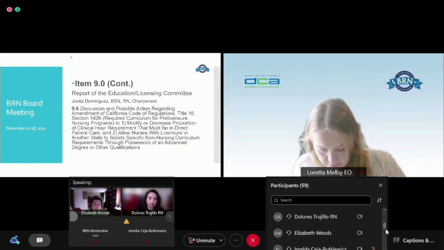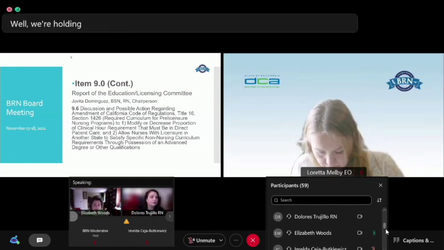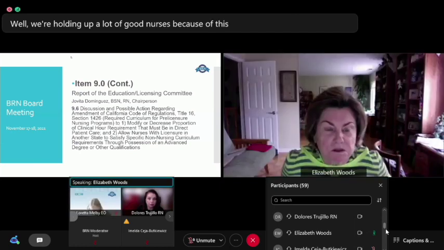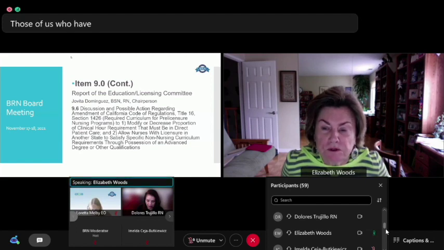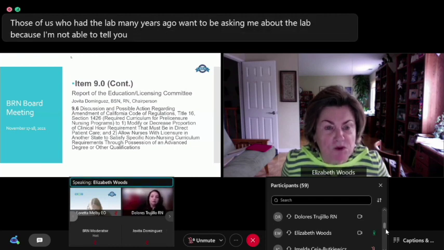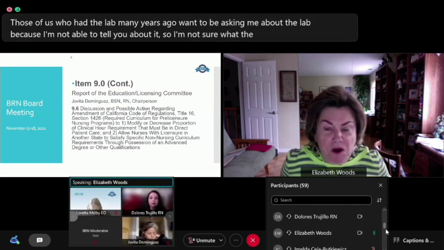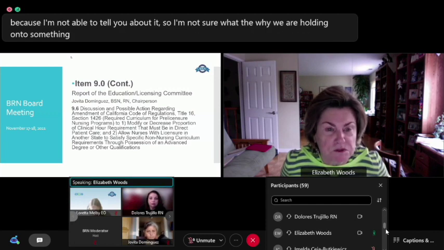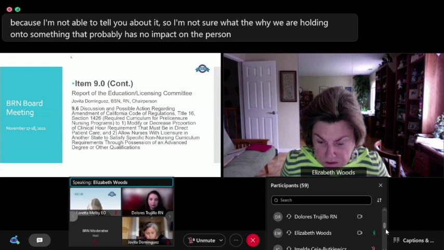Well, we're holding up a lot of good nurses because of this requirement. And those of us who have had the lab many years ago, I don't want you to be asking me about the lab because I'm not going to be able to tell you anything about it. So I'm not sure why we're holding on to something that probably has no impact on the person as a registered nurse.